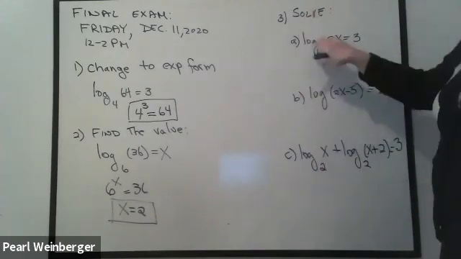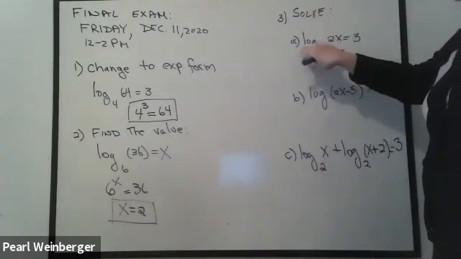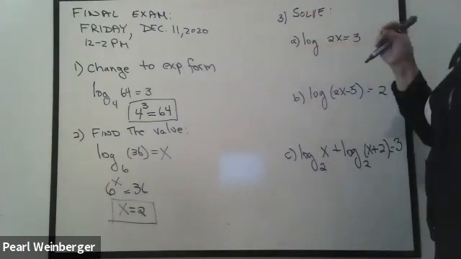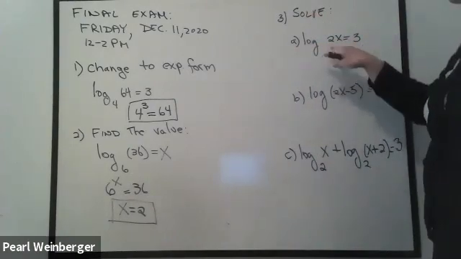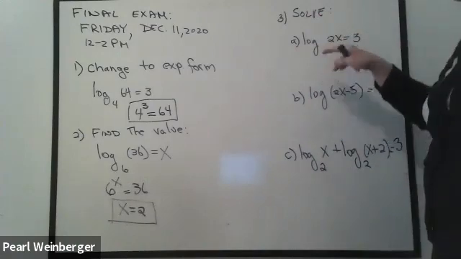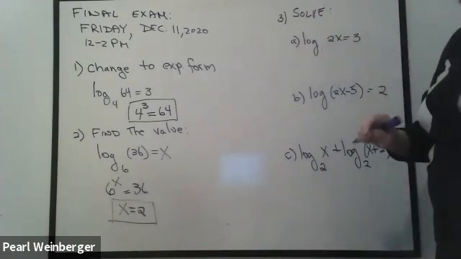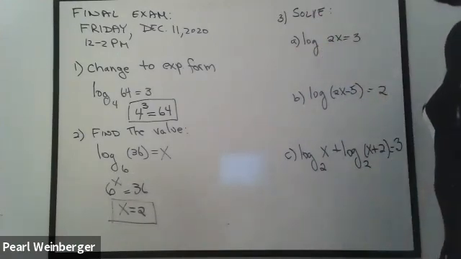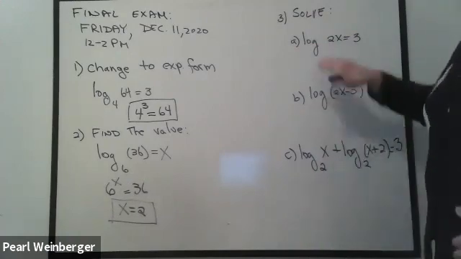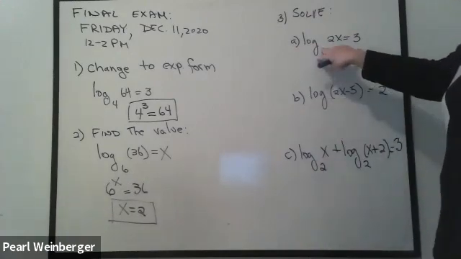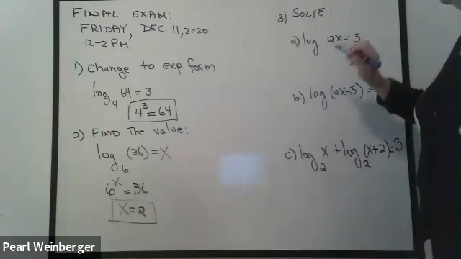All of these are log equations. It's saying the log of 2x equals 3. Now what's missing here is the base. Usually we have a number that's a subscript, and that's our base. It's not that it was forgotten. Remember, this means it's a common log and the base is understood to be 10.